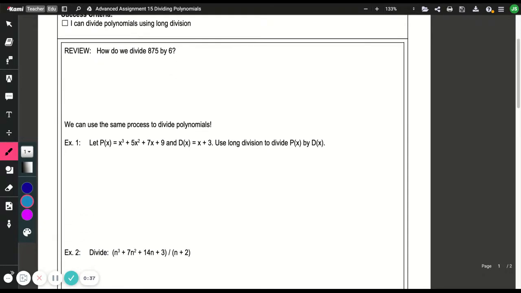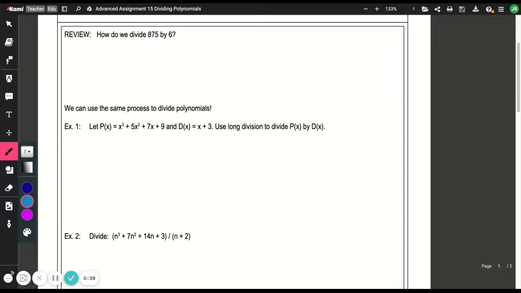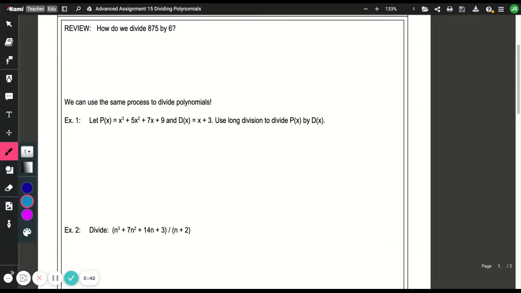As a little bit of review, because you haven't done long division since you learned it in elementary school, we're just going to do a quick review of how long division works, because it's the exact same process, just with more complicated equations, variables, exponents, things like that. But the process stays exactly the same. So if we were dividing 875 by 6, the 6 would go out in the front, and 875 would go inside the division.